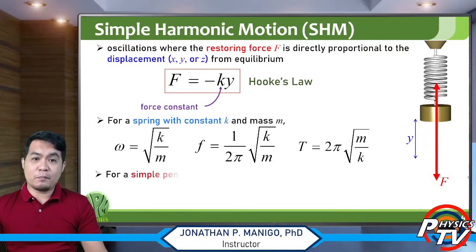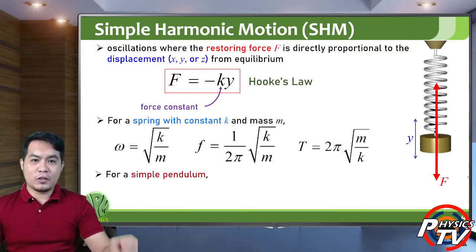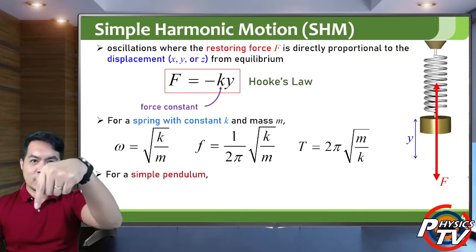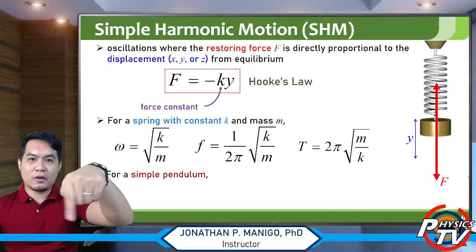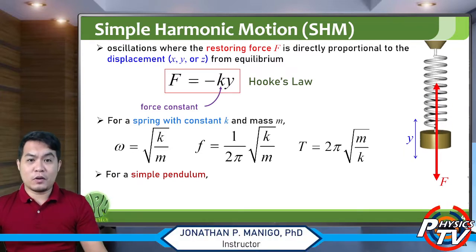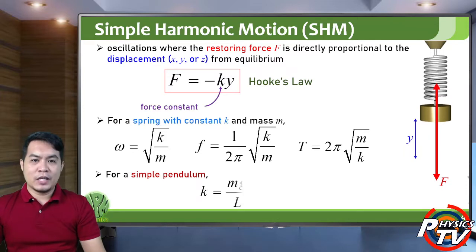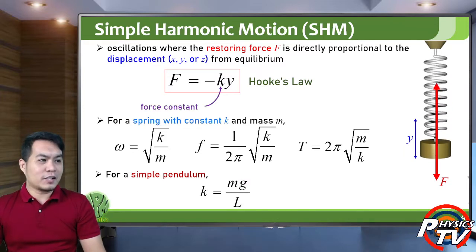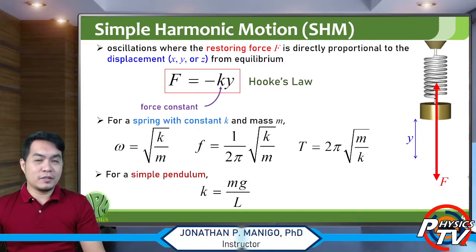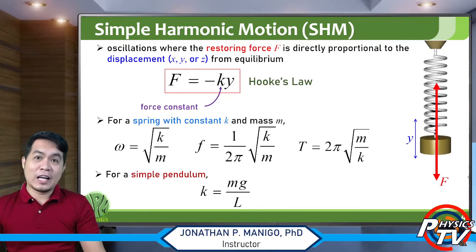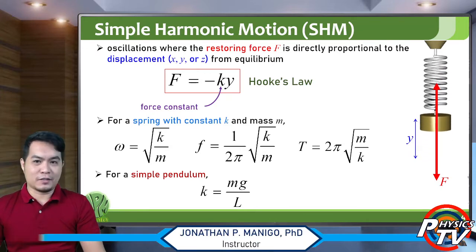If you have a simple pendulum, a pendulum that vibrates at a very small angle, very small amplitude, the force constant is equivalent to mg over the length, basically the weight over the length.